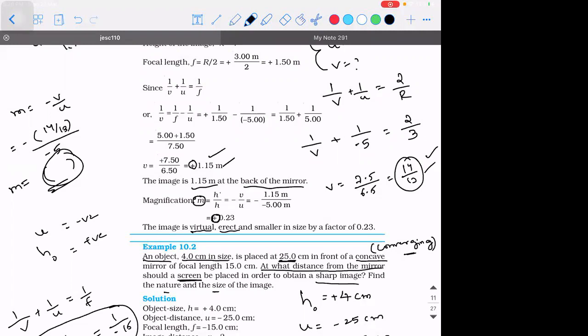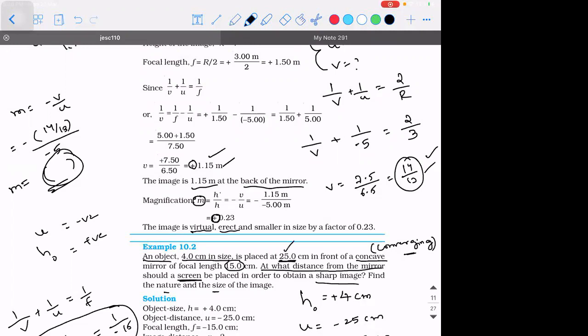Look at the data from the question. So I'll give you an idea to think. Focal length is 15 centimeter. So what is the radius of curvature? 30. Where is the object placed?